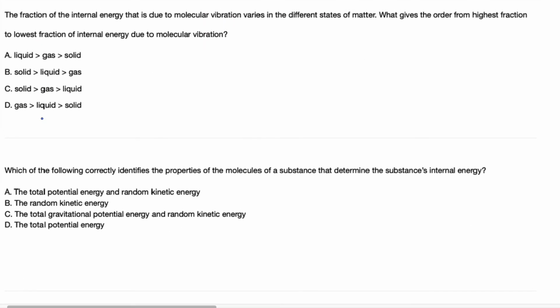The fraction of the internal energy that is due to molecular vibration varies in different states of matter. Give the order from the highest fraction to the lowest fraction of internal energy due to molecular vibration. So it's going to be solid, right? Since molecules are in fixed places, they only vibrate to generate energy by molecular vibration. And then is the liquid state, since the distance between molecules is farther than in the solid state, but closer than in the gaseous state, and the last one is gaseous. So the answer is B.